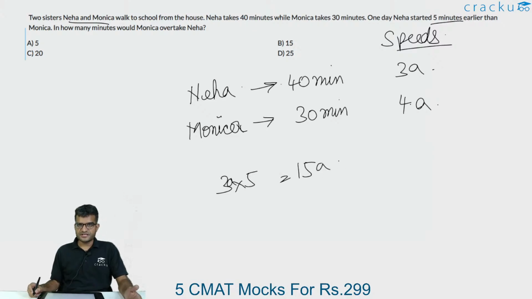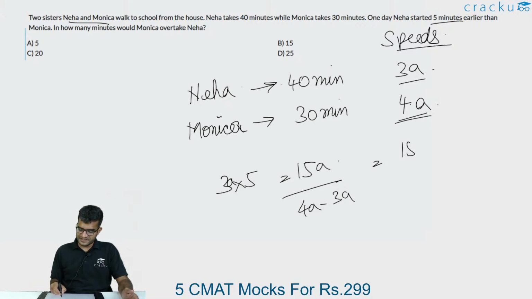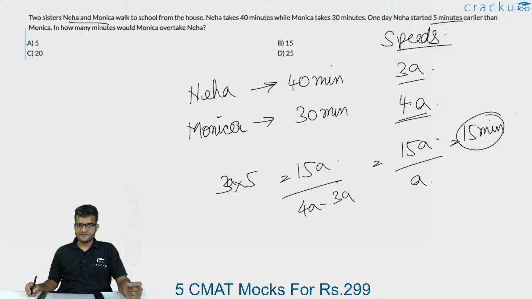Now Monica also starts and she is walking at a speed of 4a. So the relative speed at which Monica is actually catching up with Neha is 4a minus 3a, which is equal to a. So the time after which Monica catches up to Neha will be 15a, which is the initial head start that Neha had, divided by a, which is the relative speed between both of them. This is equal to 15 minutes. So the correct answer for this question is option B. Let us now look at the next question.